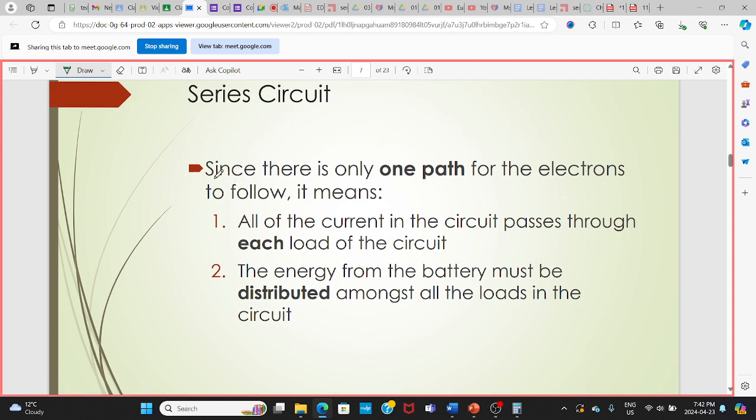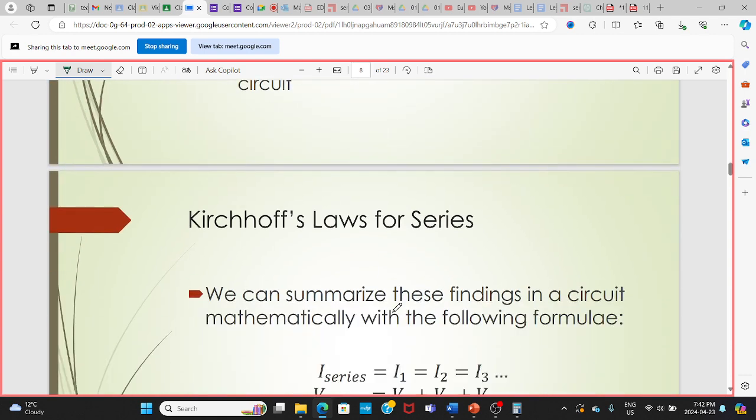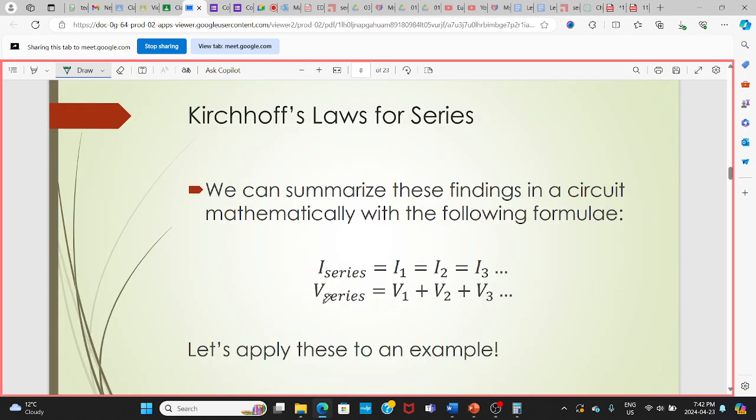All right. So series circuits, again, one path. Okay, we did that, right? Now, this is the V series. I told you V1, V2, V3. Even if we are connected in series, the V in series is going to be V1 plus V2 plus V3. Dot dot dot means you could have as many loads as you want, right? And the current passing through each load is going to be the same.